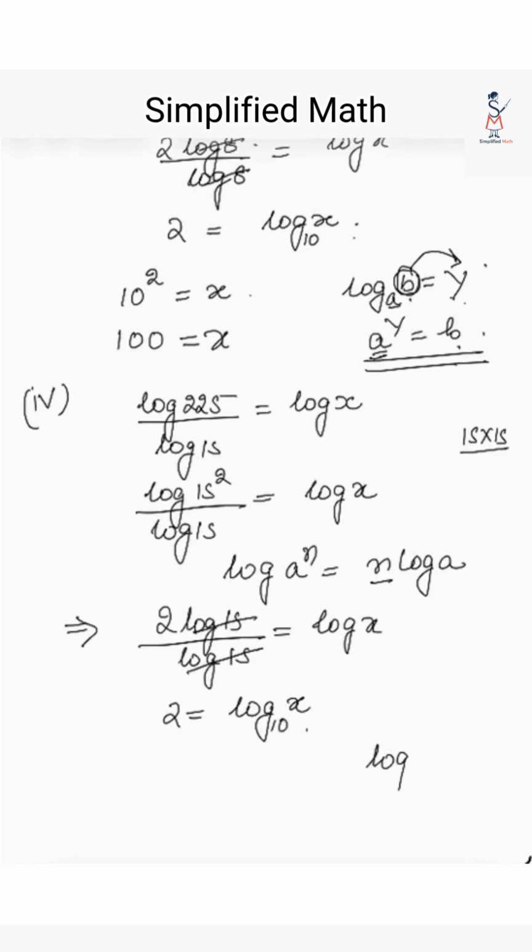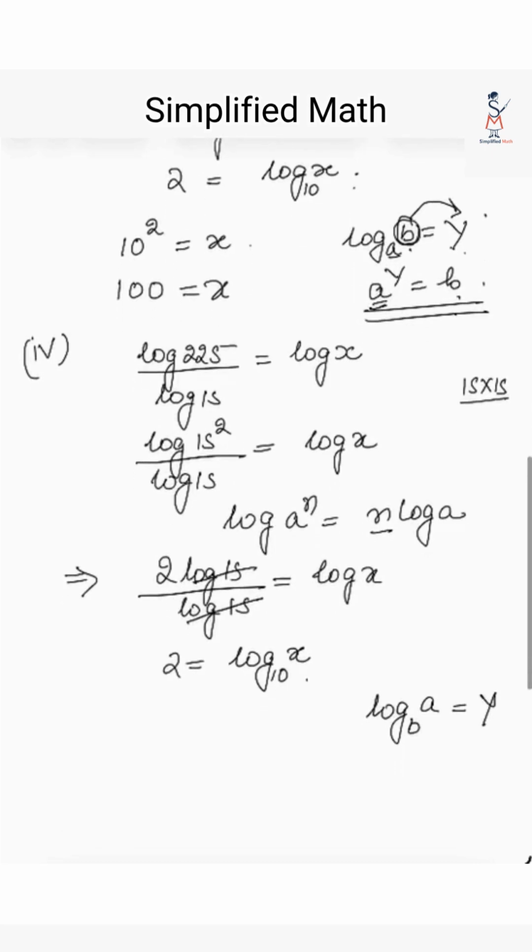Any log, suppose this is log a to the base b is equal to y, and I have to change it into exponential form. What we do, we write b, the base, as b raised to the power y is equal to a. So this will become 10 raised to the power 2 is equal to x, right? 10 raised to the power 2 is equal to x. So x is equal to 100.